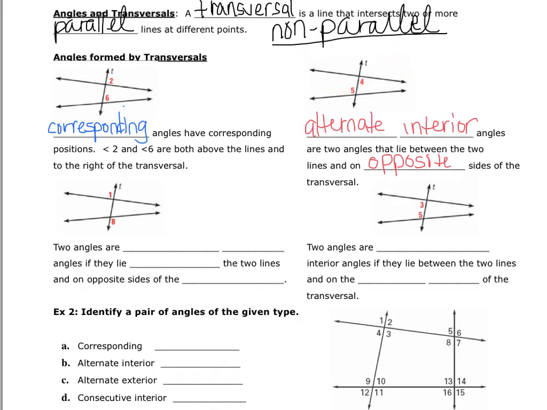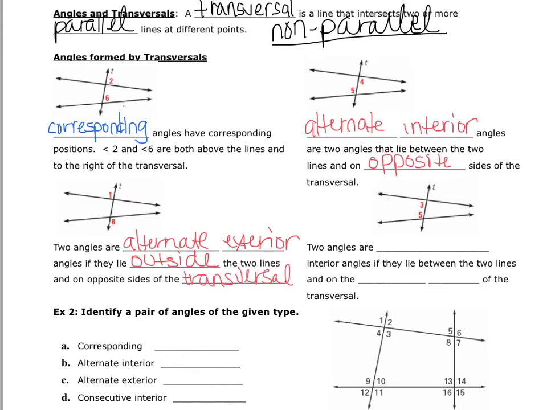Of course, if we have ones inside the lines, we're also going to have ones down here that are outside the lines. So two angles are alternate exterior if they lie outside the two lines and are on opposite sides of the transversal.